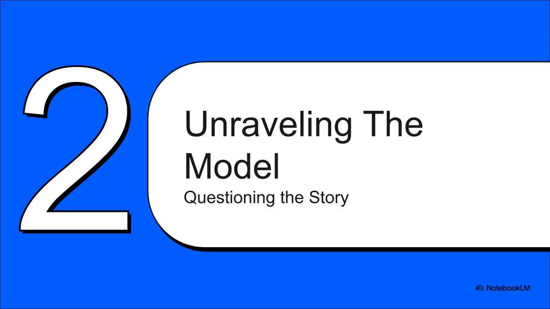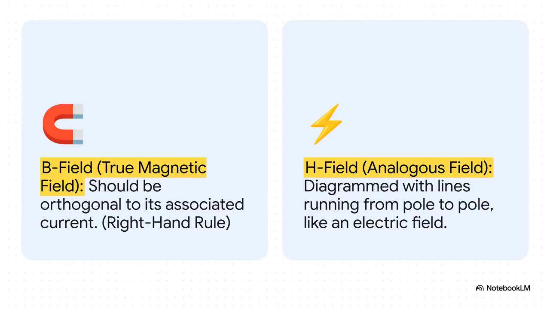So if that's the case, how on earth does mainstream science explain this? Let's follow the author's line of reasoning as he tries to pull apart the standard model and show us what he thinks are some major inconsistencies. Okay, so the paper's first big claim is that this whole mess comes from mixing up two totally different fields, the B field and the H field.